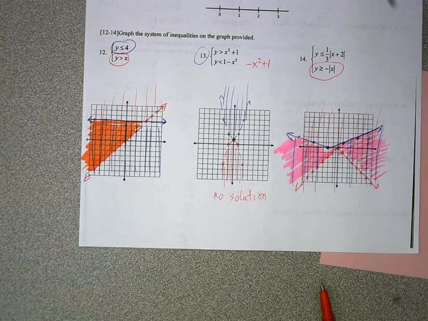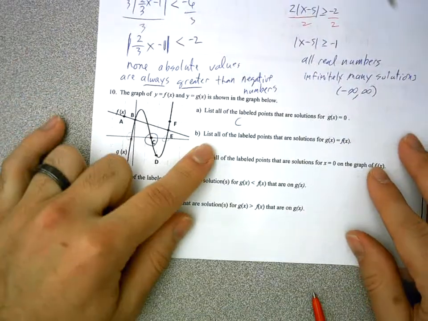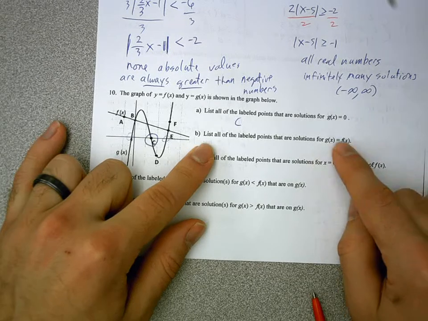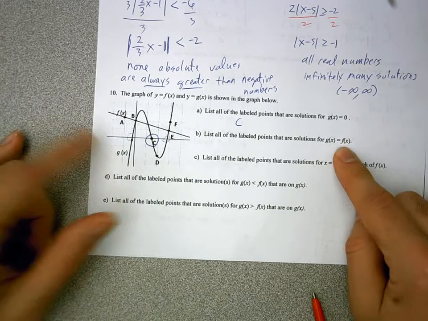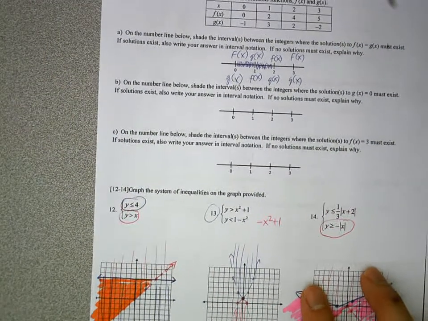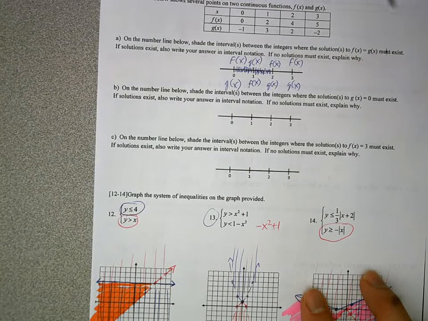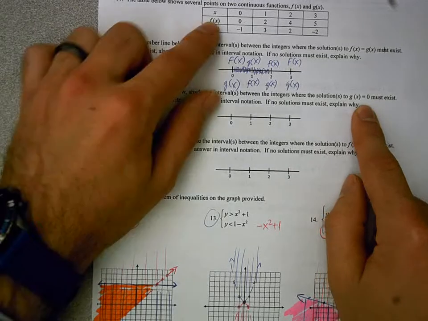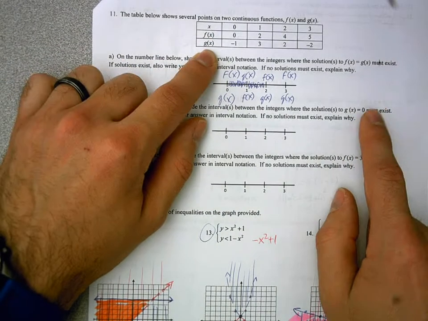Yeah, LJ. Yeah. 11b. So 11b, list all the labeled points where g of x equals f of x. This means looking for, oh, you said 11b. That's 10b. There's 11b. Shade where g of x equals 0 must exist. So I'm trying to look at g of x and compare it to 0.